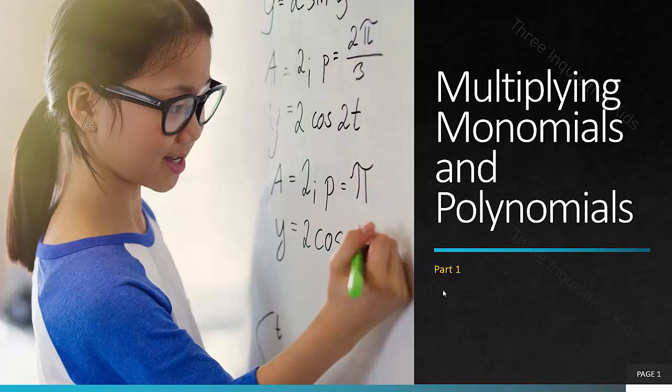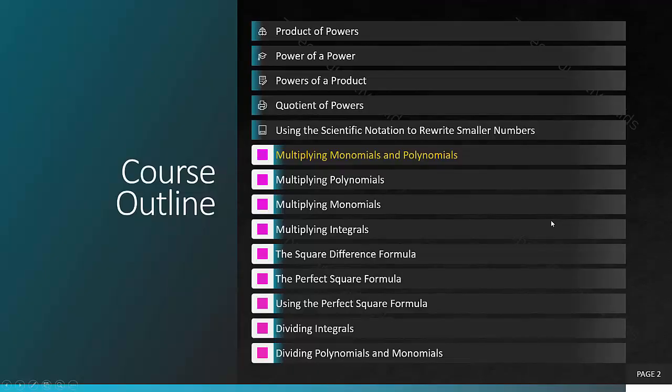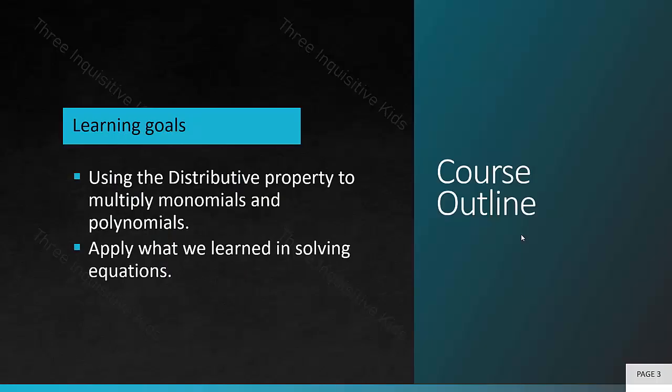In this video, we will be talking about multiplying monomials and polynomials. Today, again, we're going to be learning about multiplying monomials and polynomials. And in the last lesson, we talked about using scientific notation to rewrite smaller numbers. Our learning goals for today are using the distributive property to multiply monomials and polynomials, and applying what we learned in solving equations.